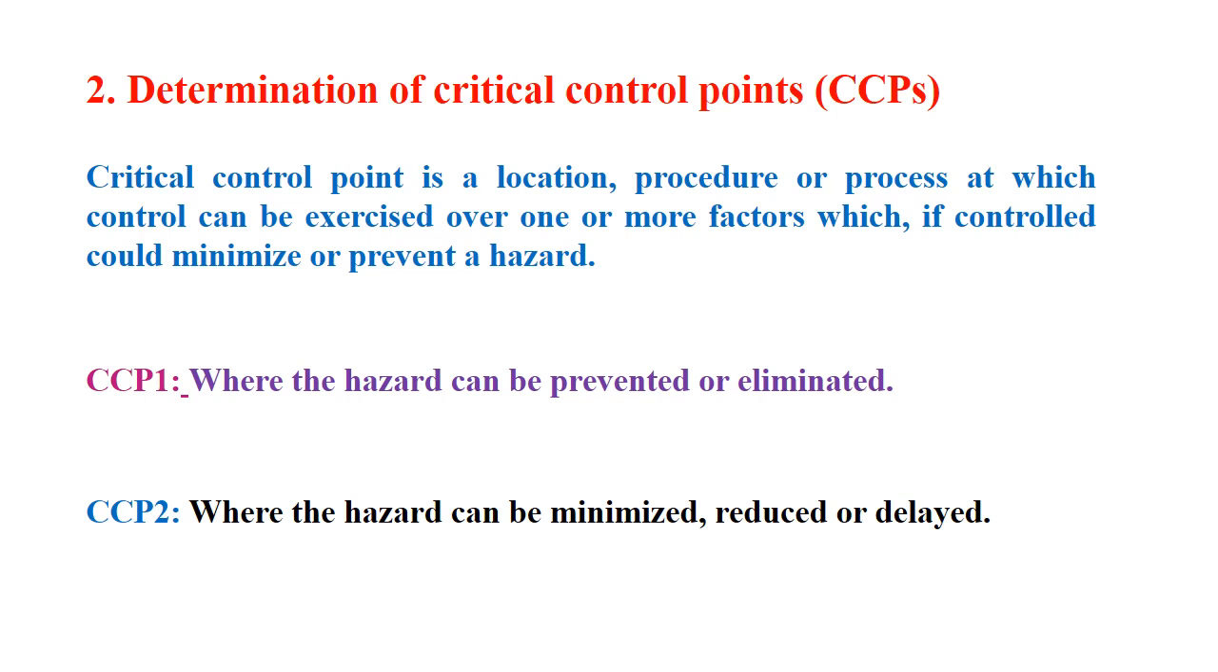Those are called CCPs. It could be 2 types, CCP 1 where the hazard can be prevented or eliminated. Some steps where if we control that particular point, then the hazard can be totally prevented. And there are some other points, CCP 2, where the hazard can be minimized, reduced or delayed, but fully it cannot be eliminated. So we will see more later.